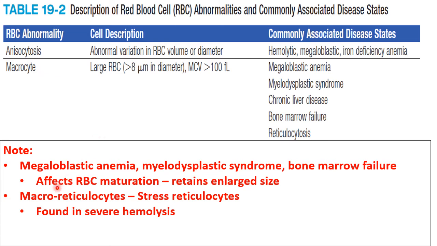And then we have macroreticulocyte or also known as stress reticulocytes. Nangyayari ito in severe hemolysis. Kapag ang bone marrow ay in stress, no? Kailangan niya na mag-produce ng madaming RBC, yung reticulocyte hindi sumusunod sa rule. Okay, na-maintain niya yung enlarged size. So, ang tawag natin sa kanila is macroreticulocytes.